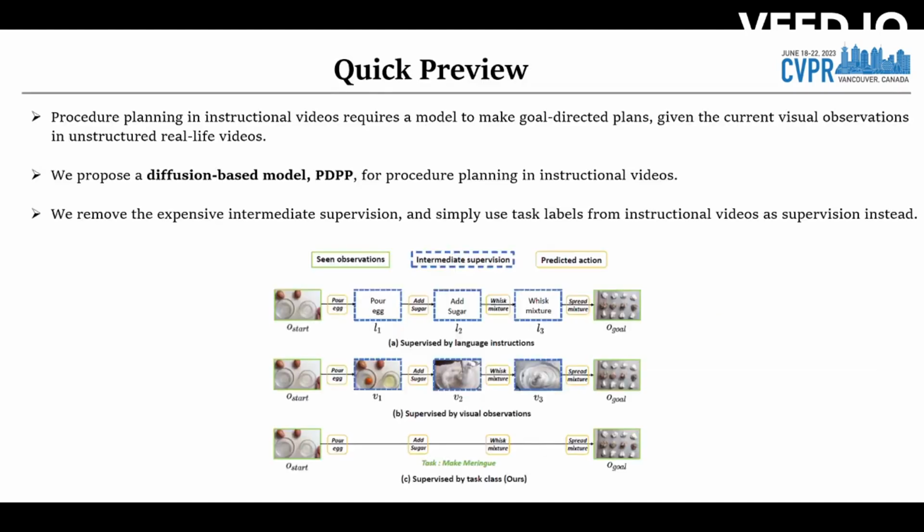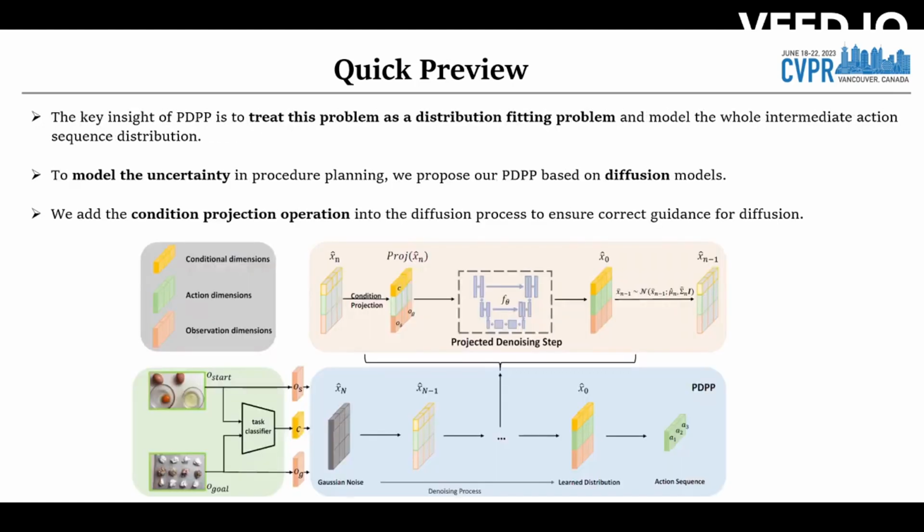In this paper, we propose a diffusion-based model, PDPP, for procedure planning in instructional videos. Specifically, we remove the expensive intermediate supervision, and simply use task labels from instructional videos as supervision instead. The key insight of PDPP is to treat this problem as a distribution fitting problem and model the whole intermediate action sequence distribution. In addition, to model the uncertainty in procedure planning, we propose our PDPP based on diffusion models to introduce randomness to our learning process.